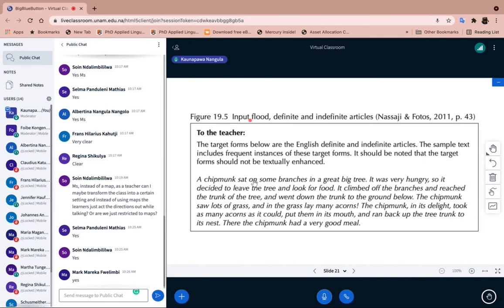So here we have an input flood activity of definite and indefinite articles. And you can see within this text, if you read it on your own, that there's a use of the definite and indefinite articles used often and frequently within this text. We have there, here, some, there, the, how it's used within a text. So that's just an example.